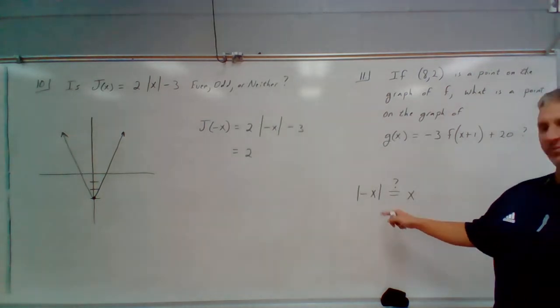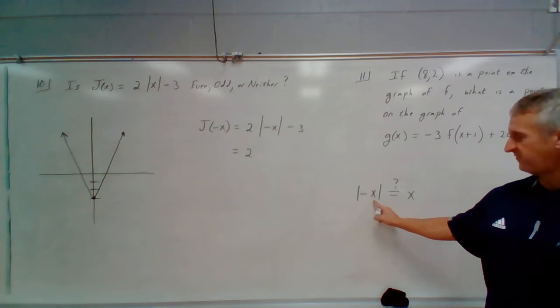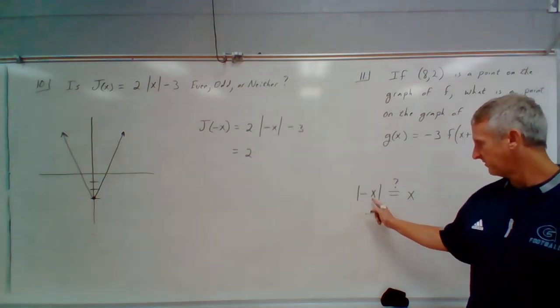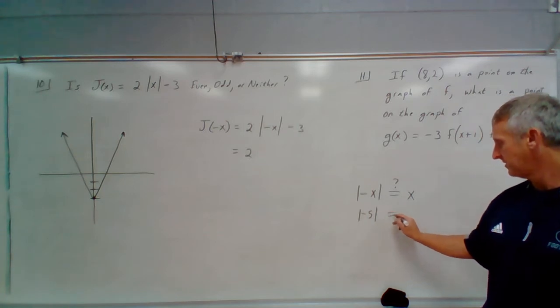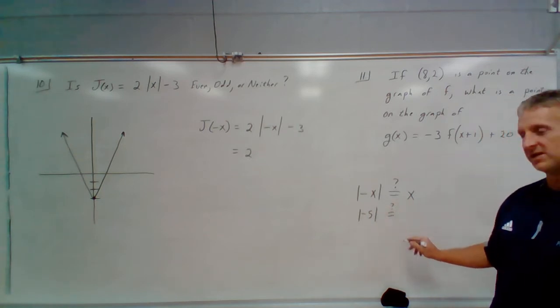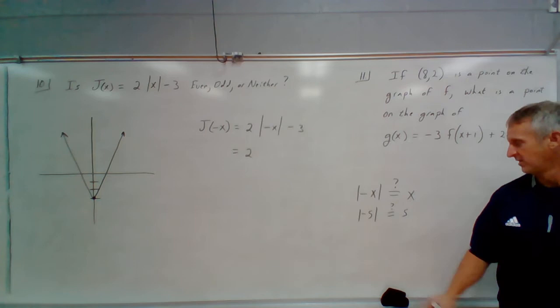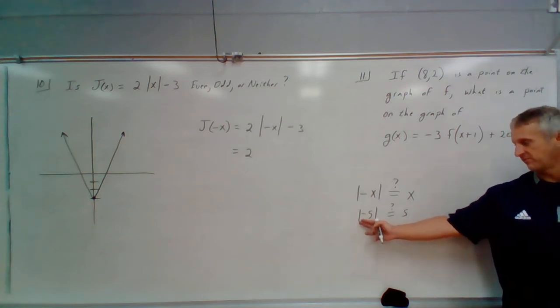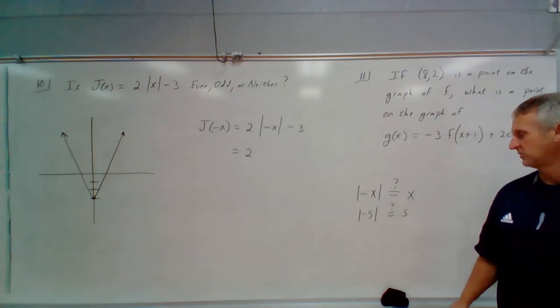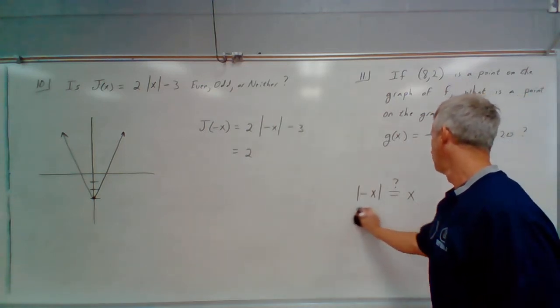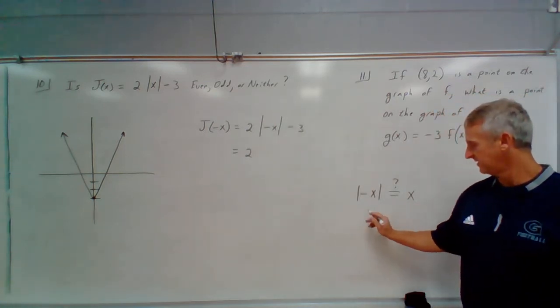Okay, so let's plug in some numbers. Say that x was equal to 5. Okay, so if x were equal to 5, this would be the absolute value of negative 5. And I said x was 5, so that. Now, is this a true statement? Is the absolute value of negative 5 equal to 5? Yeah, it is. It works. So it's true. But let's do something different.